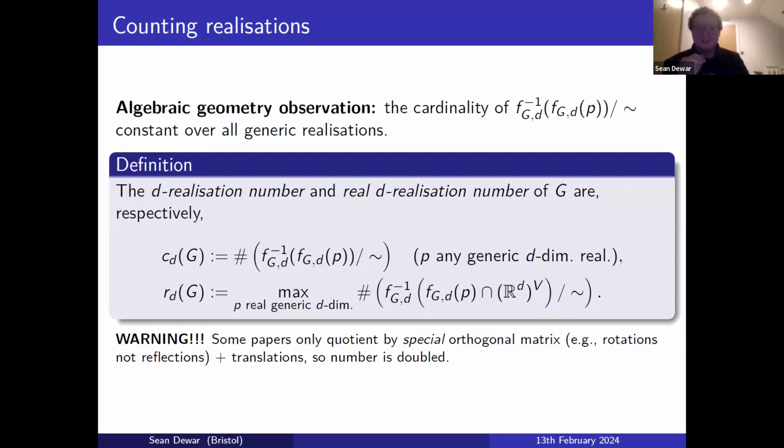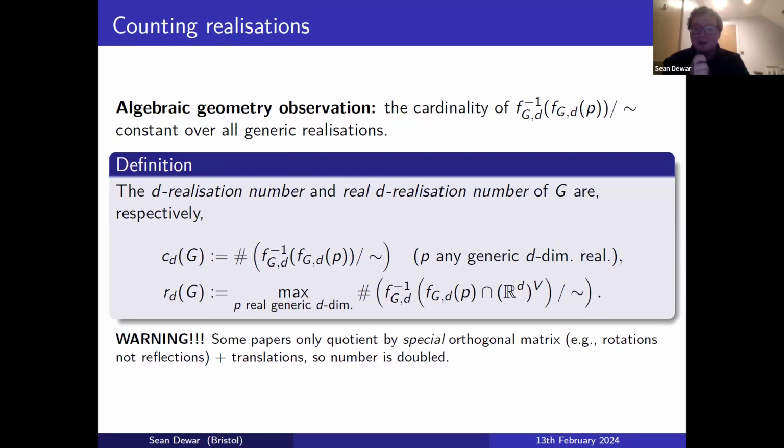I'm going to say that the d-realization number of a graph is the cardinality of this configuration space for any generic d-dimensional realization. And the real d-realization number of a graph is going to be the maximum cardinality of this set if I restrict myself to only real realizations. So I take my configuration space and restrict to the real realizations. I think the notation is a bit funny here. The bracket should be to the left of the R, so apologies about that.